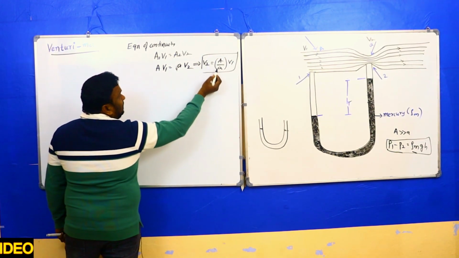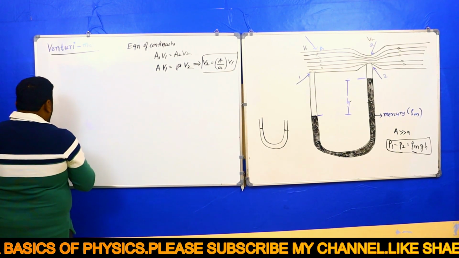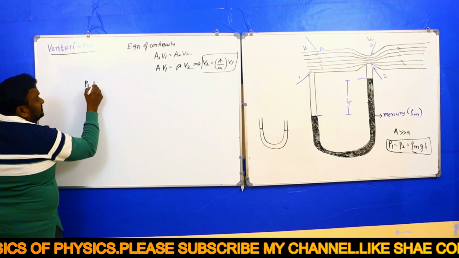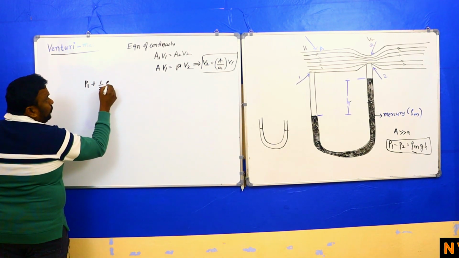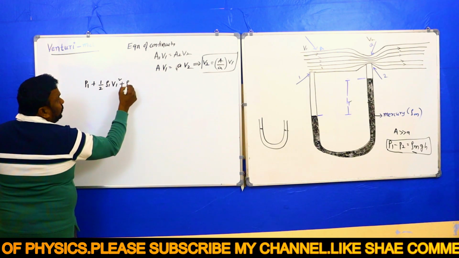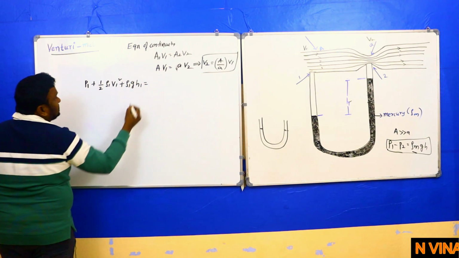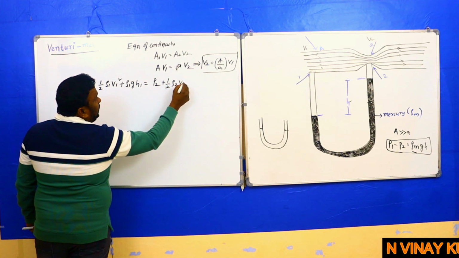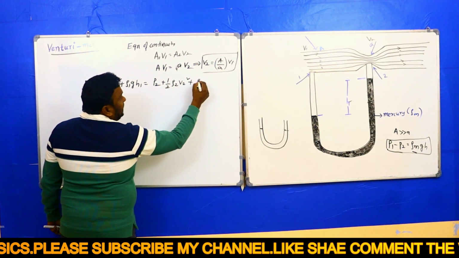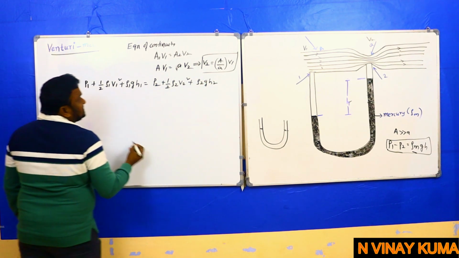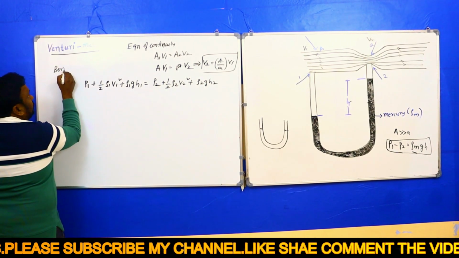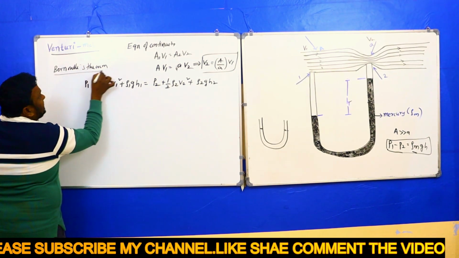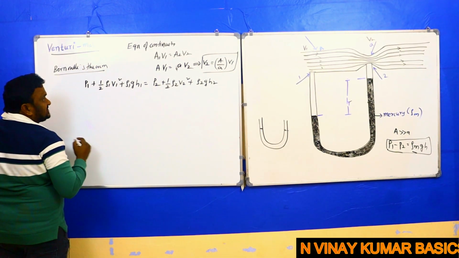V2 is equal to (A/a) V1. After that, children, according to Bernoulli's theorem, we can write P1 + (1/2) rho1 V1² + rho1 g h1 = P2 + (1/2) rho2 V2² + rho2 g h2. So this is Bernoulli's theorem. What is it, children? Bernoulli's theorem. By using this Bernoulli's theorem only, we have to find out the velocity.